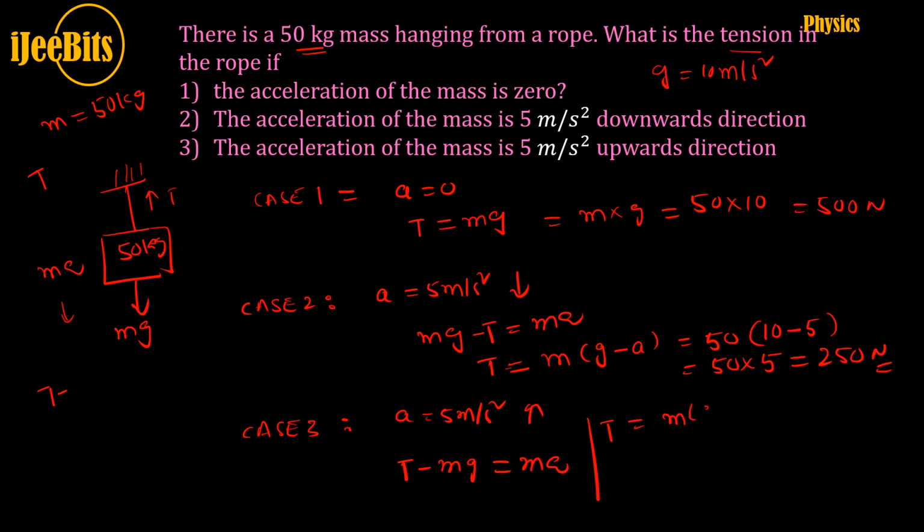m into g plus a, and hence 50 times 10 plus 5, that is 15. So 50 into 15, so 750 newtons. You feel like you're gaining more weight when you're going in the upward direction. Agree? This is how you will be calculating when you have these kinds of problem statements. This is one of the best examples I think you should remember.